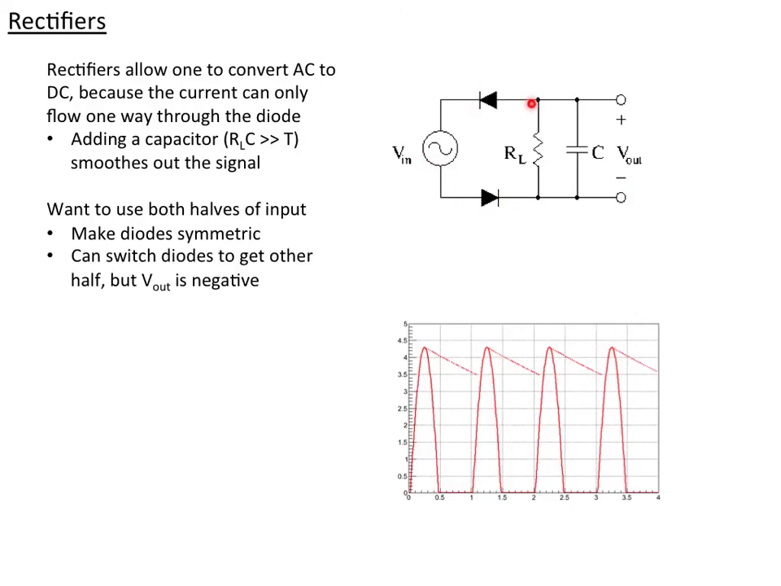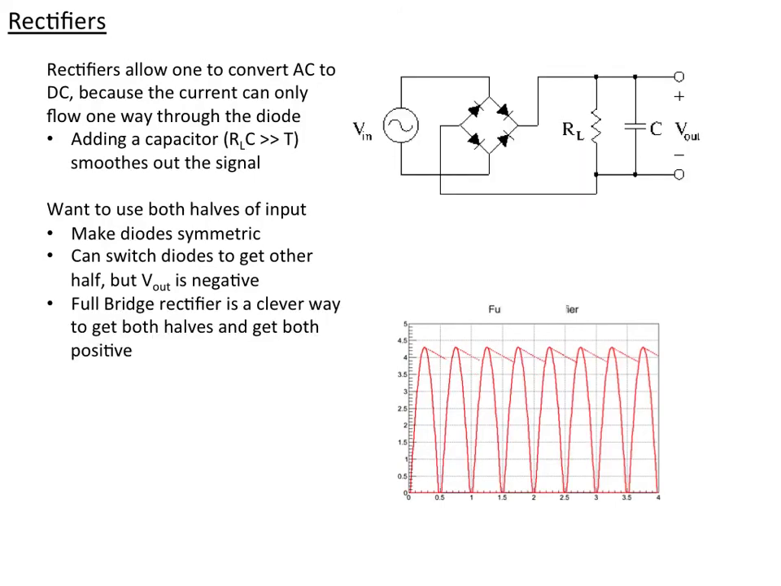Here I show the other half. So now I only get the current going this way, and I get the other half of the set. I can combine those in what's called a full bridge rectifier.